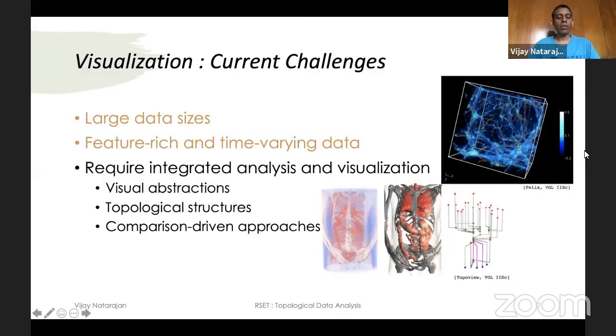Right. So I was talking about the challenges in visualization, particularly when the data was represented as a scalar function, right? So now I want to quickly switch gears just to say that the data need not be only of this form, right?